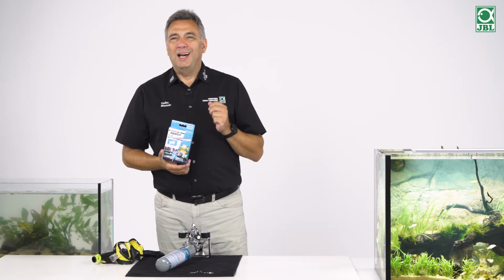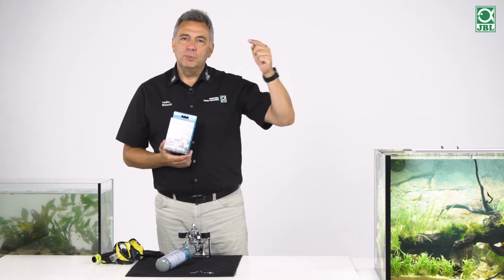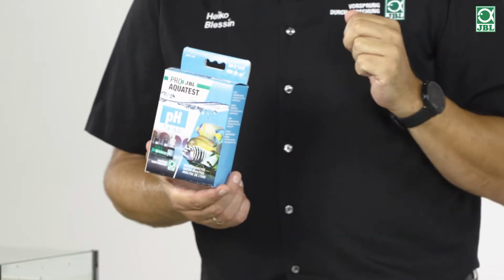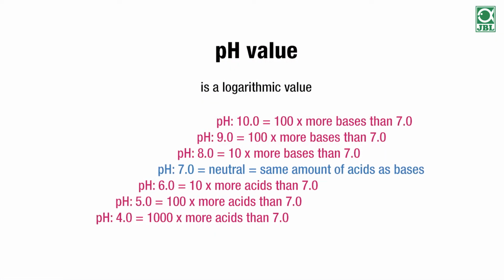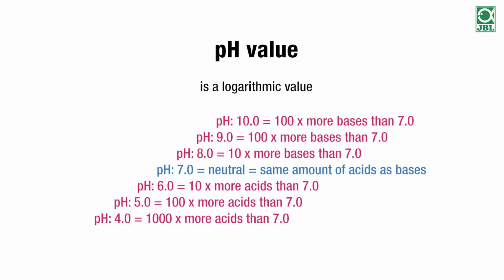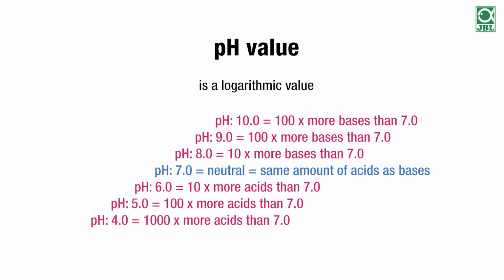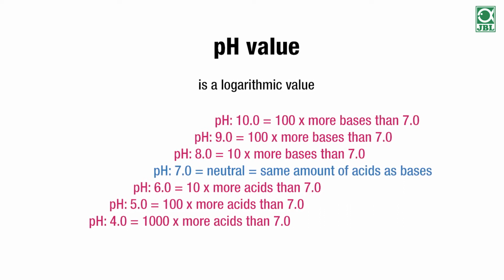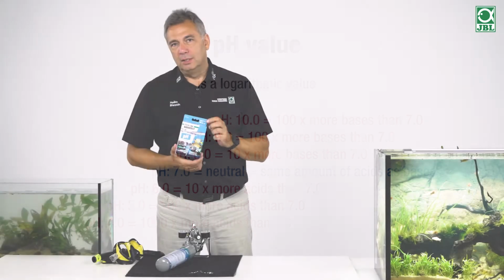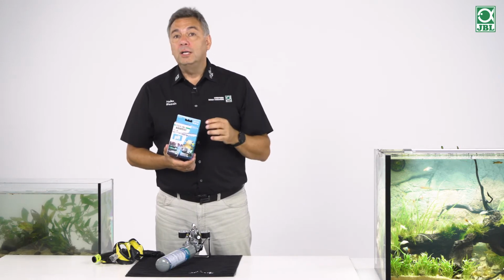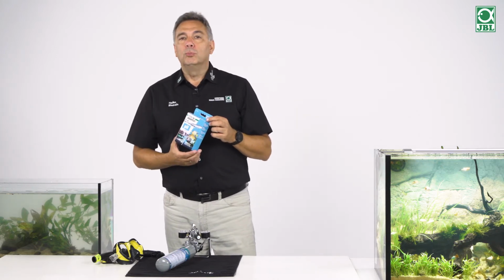But the pH value is a logarithmic value. And logarithm means that one step on the scale makes a huge difference. If we reduce the pH value, for example, from 8 to 7, we have 10 times as much acid in the water. If we reduce it from 8 to 7 to 6, we have 100 times as much acid. And if we reduce the pH value to 5, we have 1,000 times as much acid. That is the logarithm. This is why it is important to know the pH value, especially if it fluctuates greatly, because this would put a huge strain on the animal organisms.